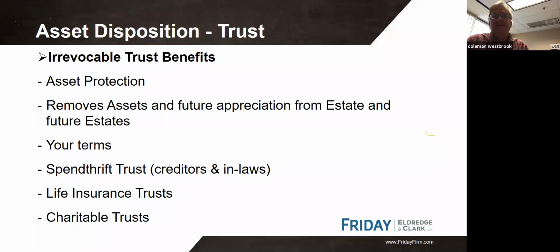Another common reason people do irrevocable trusts is for people who are charitably inclined. There are certain charitable trusts that people use where they say, I'll give it to the trust, but I get a certain amount for the rest of my life. And then when I die, it goes to charity, is another common irrevocable trust that people do.